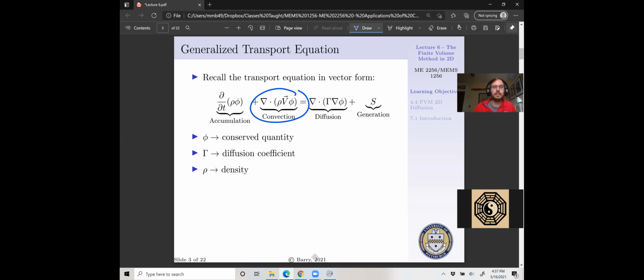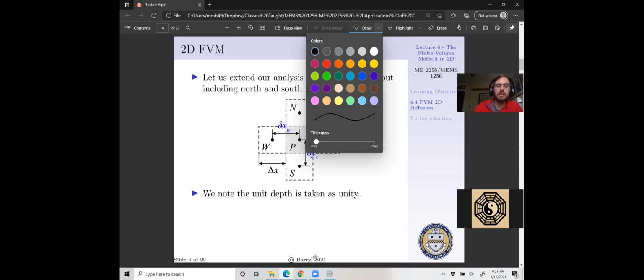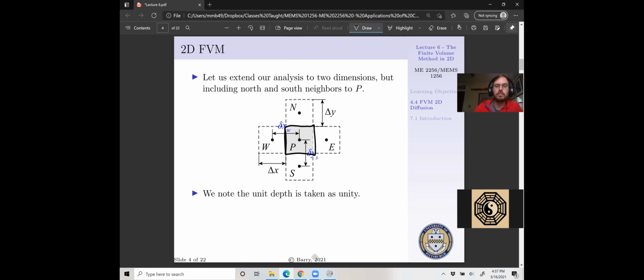But let's now focus on some pretty cool stuff. What we're going to do is take the same stencil we used for our 1D diffusion equation, where P is our control volume of interest. And in our 1D situation, we had a cell to our left and a cell to our right that we defined as our east and west cells. And recall W, P, and E, those are our cell centers where we are evaluating our conserved quantity, phi.